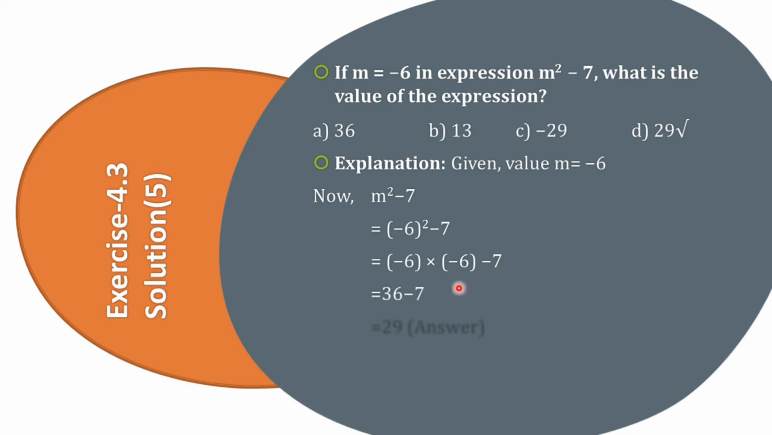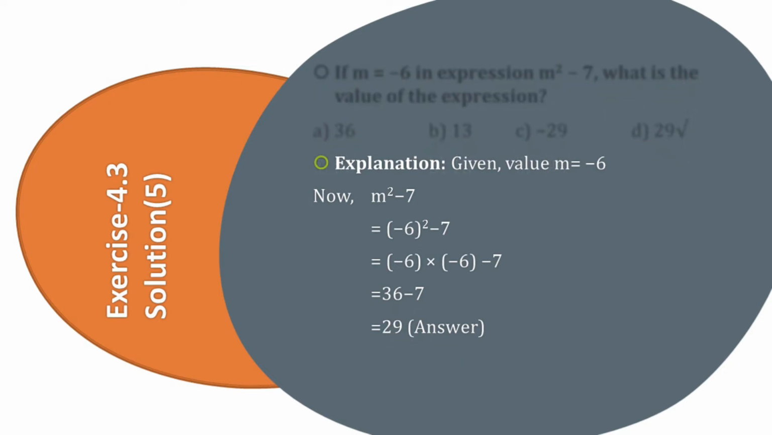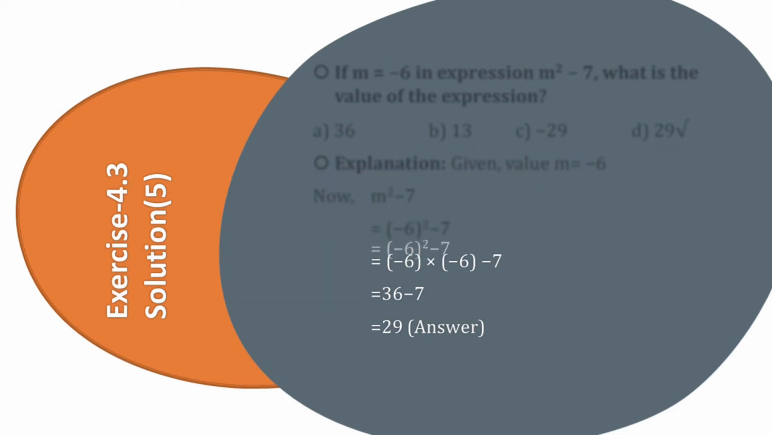If we multiply between these two, 6 and 6, that would be 36, and minus times minus would be plus. That's why the sign of 36 would be plus, or positive, minus 7. After that, if we subtract 7 from 36, 29 is the desired answer, my dear. So this is solution number 5. The answer is 29, and you can see the explanation. If we put the value of m in m square minus 7, we get the result 29.